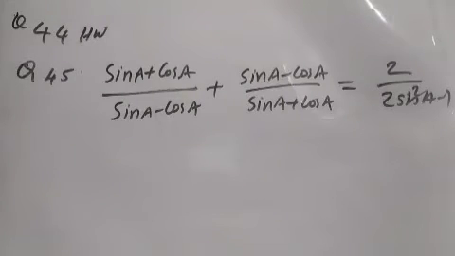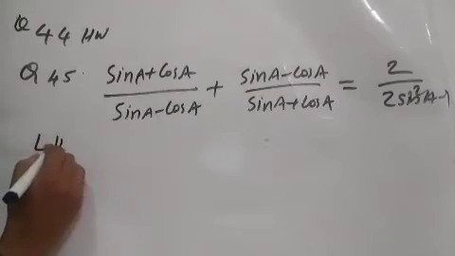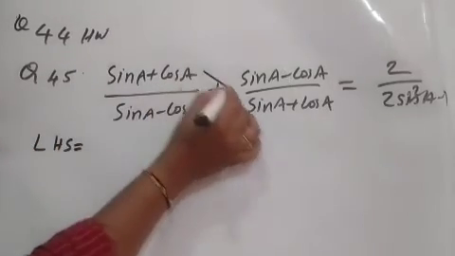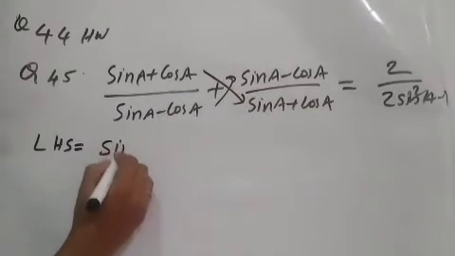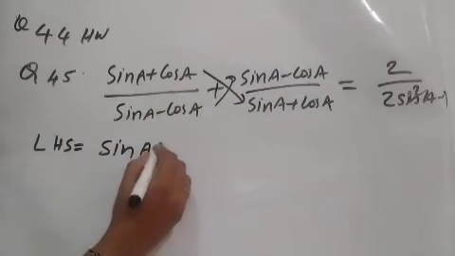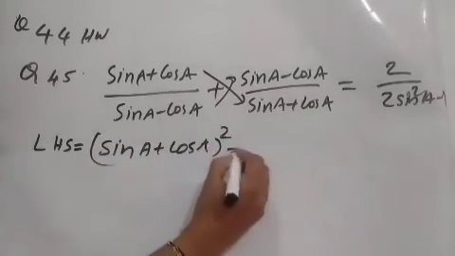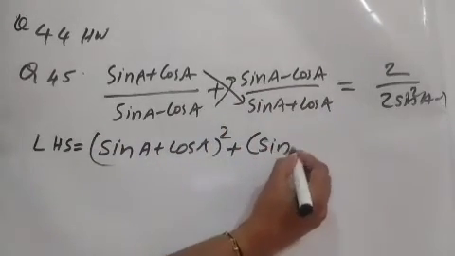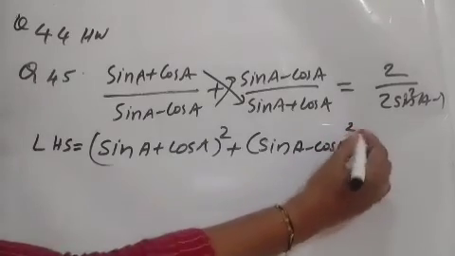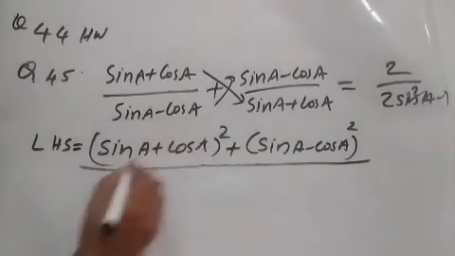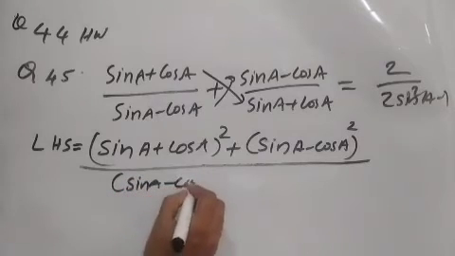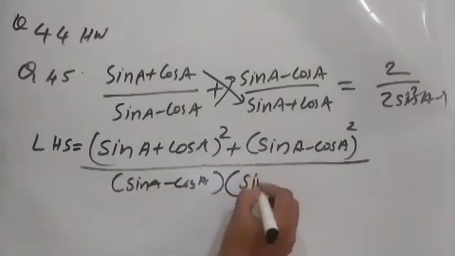So the question is 45. Do question 44 as homework. Sin A plus cos A by sin A minus cos A plus sin A minus cos A by sin A plus cos A gives 2 by 2 sin square A minus 1. Okay. So let us simplify the left hand side. LHS equals, cross multiply this. Sin A plus cos A into sin A plus cos A, that means sin A plus cos A the whole square, plus sin A minus cos A into sin A minus cos A, means sin A minus cos A the whole square, divided by the denominator, multiply these two, that is sin A minus cos A into sin A plus cos A.